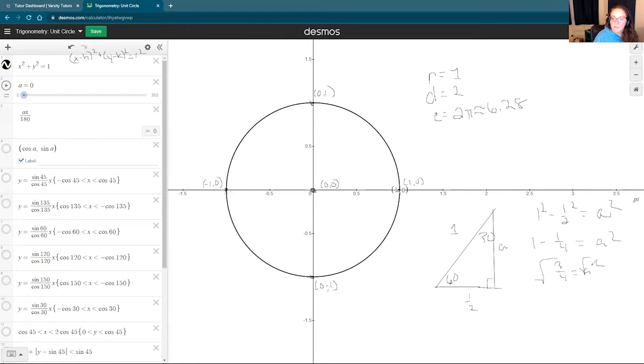Take the square root. This ends up being the square root of 3 divided by 2 is a, right? Or if you're going to stick that in your calculator, it's the square root of 0.75, which is equal to 0.866, equal to a, right? Do you remember doing this with me? Yes. So 0.866, or in other words, the square root of 3 over 2, right?